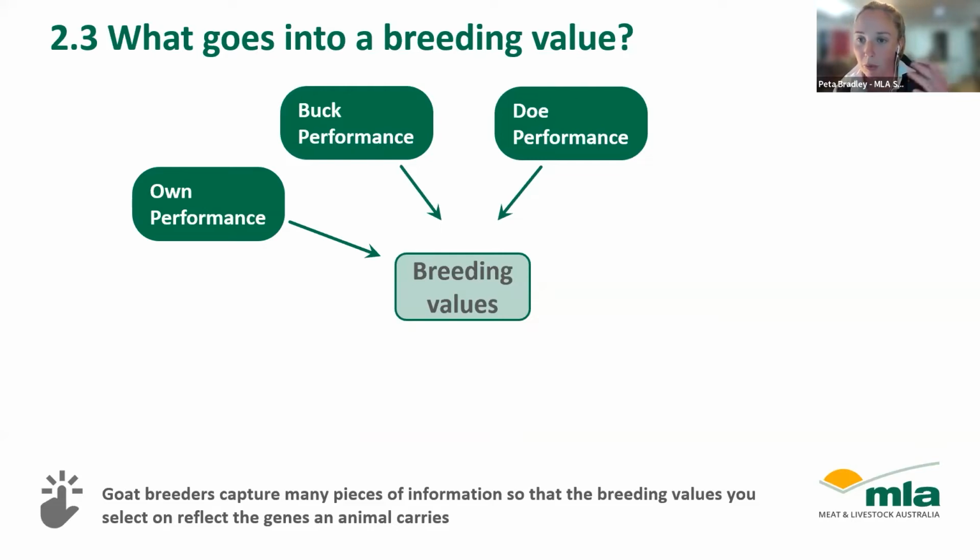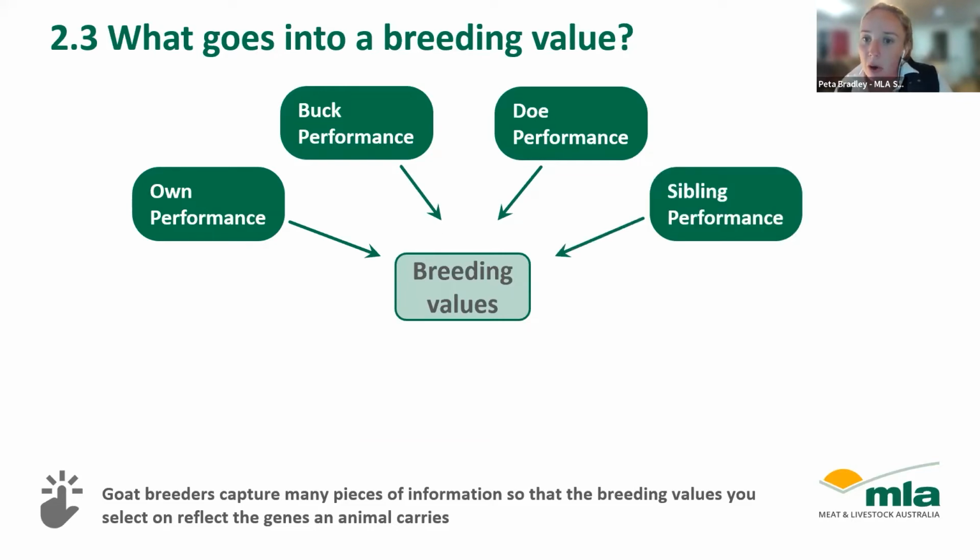We look at the performance of his sire and his dam. Because we're wanting to know more about the genes the animal carries, we're wanting to know about the performance of other related individuals. So we look at those. We also look at the sibling performance. So any half siblings, are they also growing well? Because that's going to help us describe those genes.